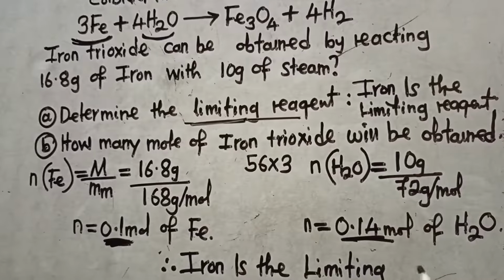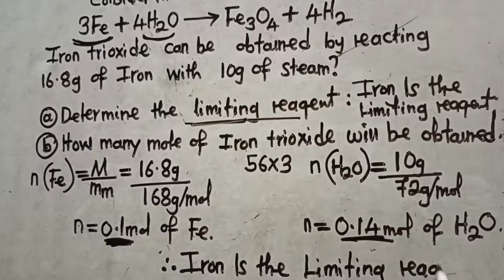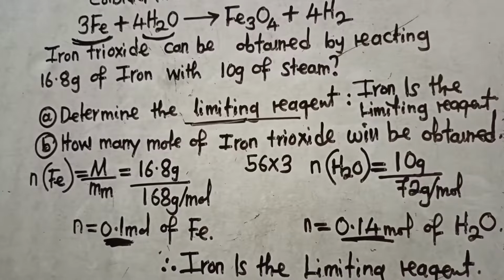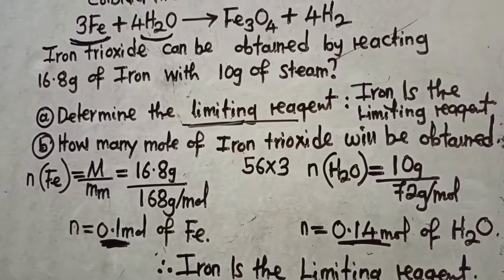Iron is the what? Limiting reagent. This is what you are supposed to do. But sometimes they may even ask you, why is it that iron is the limiting reagent? Because it is having less number of moles compared to steam. So you just answer it just like this. This is how you are supposed to answer these particular questions.